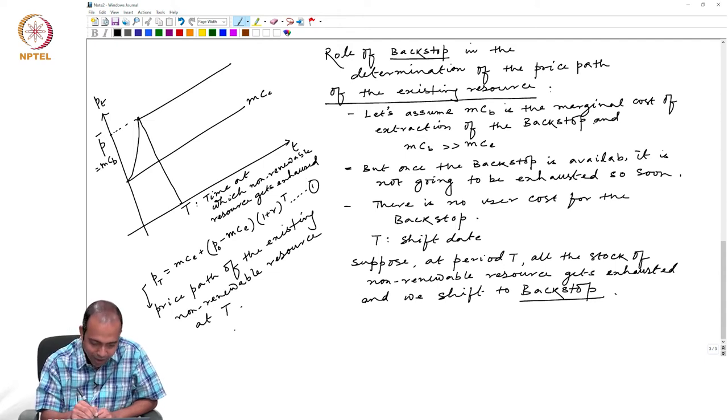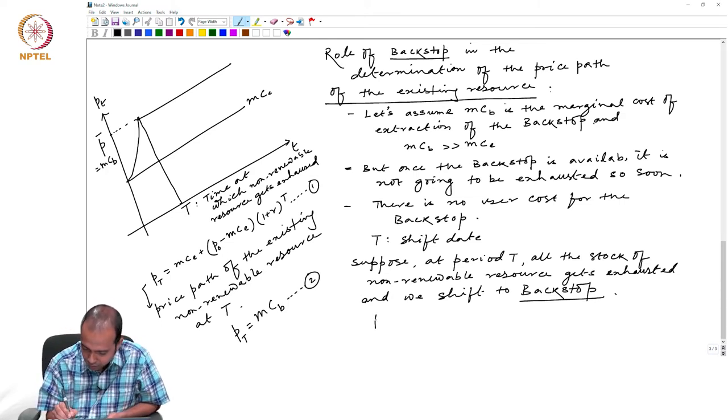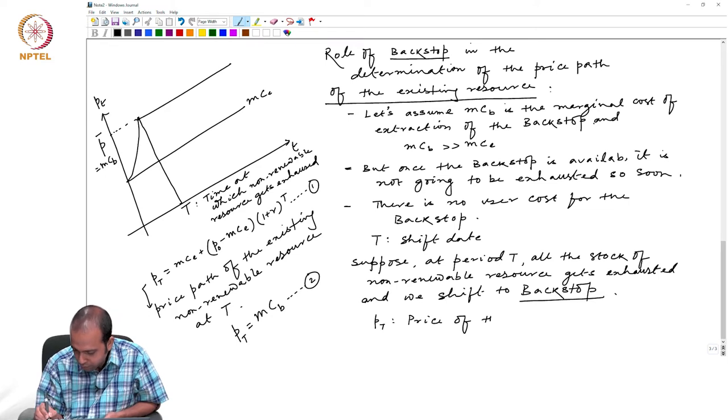Equation 1. Okay? And at time period T, since the non-renewable resource gets exhausted and we switch towards the backstop, assuming Pt is the price of the backstop, we can simply write Pt equals MCB. Okay? So, Pt is basically the price of the backstop and MCB is the marginal cost of extraction for the backstop. Pt equals MCB, this is, let us say, equation 2, where Pt is the price of the backstop.